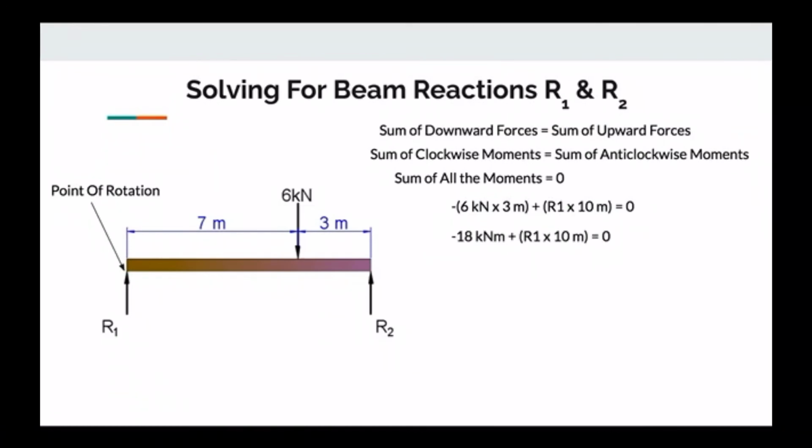So if we continue to work out the answer, it will flow like this, then like this, which is the second rule. Sum of clockwise moments must be equal to the sum of anti-clockwise moments. Then you will make R1 the subject. Then your answer will be 1.8, which is the same answer that we got when the rotation point was at R1. Then you use the first rule to find R2.